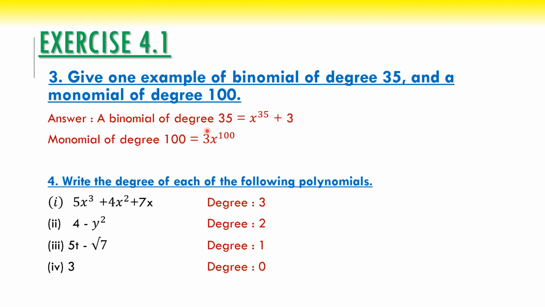A binomial of degree 35 is x to the power 35 plus 3. Here we have two terms, that is x to the power 35 is the first term, 3 is the second term. Monomial of degree 100, that is 3x to the power 100. This is one single term.